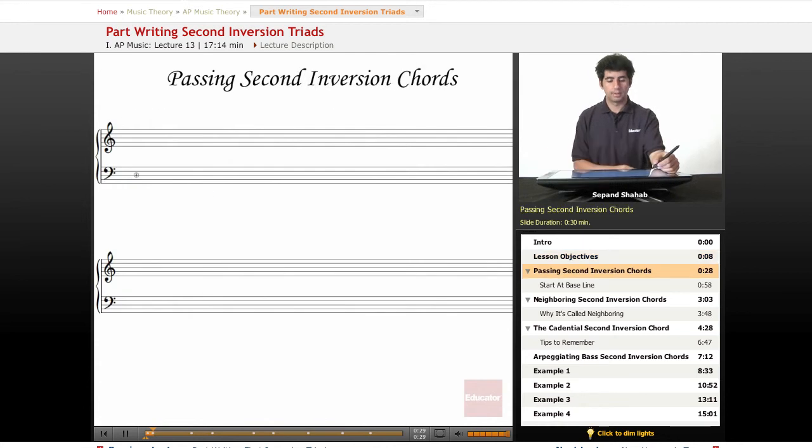As you probably noticed from the lesson objectives, 6/4 chords are not like the root position and first inversion chords that we've been connecting together in 4 parts. They only really happen in a few very limited instances and usages. So we will cover those usages and see that that's really the only way that we will use them. So let's look at passing second inversion chords.